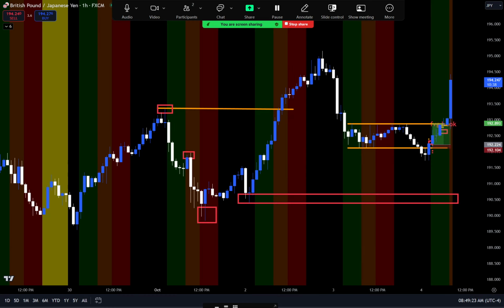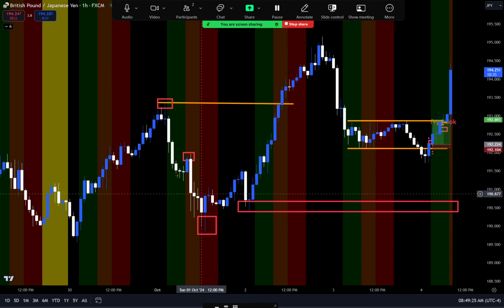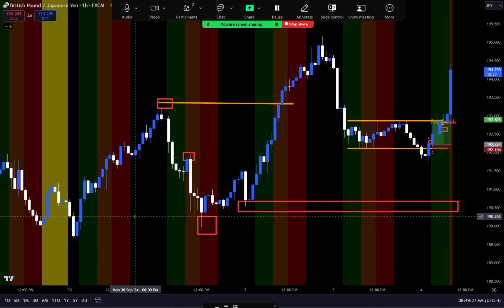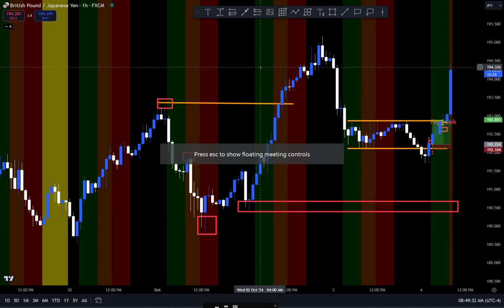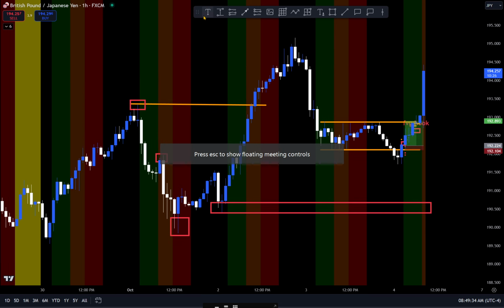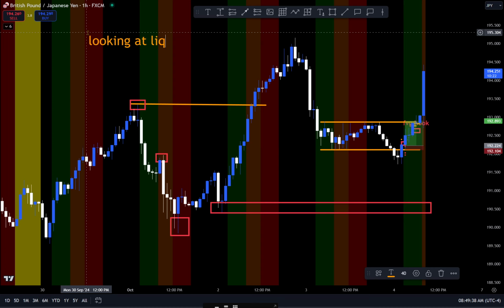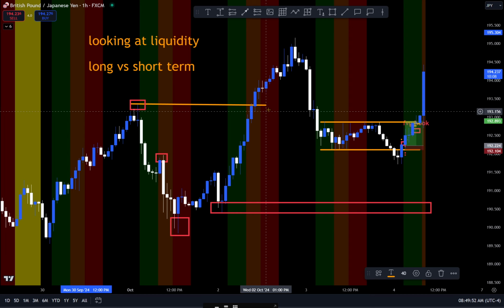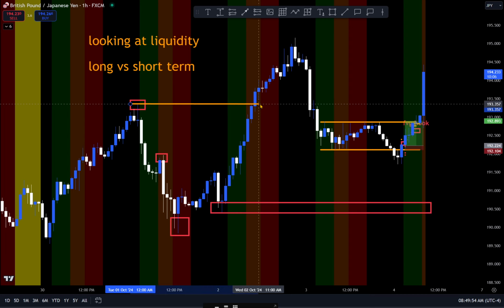All right. Now, so long story short, I'm looking at Great British Pound, Japanese Yen. Okay. Now, what I was talking about was looking at liquidity, and we need to know what is long versus short term. And it's cool because you're really used to looking at higher time frames going lower.